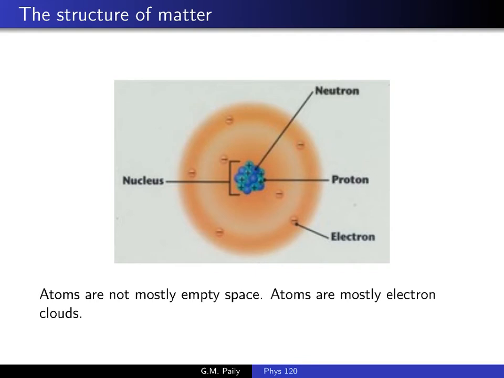You sometimes hear that atoms are mostly empty space. This is incorrect. Atoms are mostly electron clouds. The nucleus, which contains most of the mass, takes up only a very small portion, that is true, but the great part of the volume of the atom consists of the electron cloud.